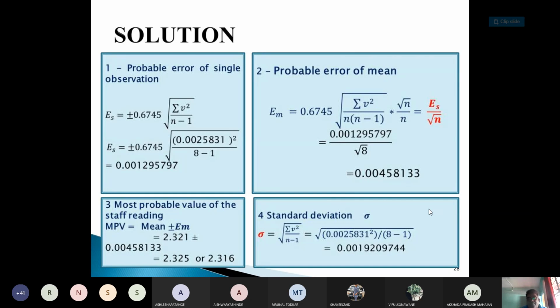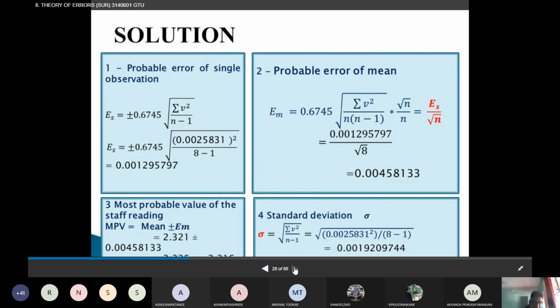Then what about the standard deviation? The summation of v square by n minus 1 is the variance, and you need to calculate this value. So all of you note down all these answers and the calculation part. I think you understand this. Let us see the next part.